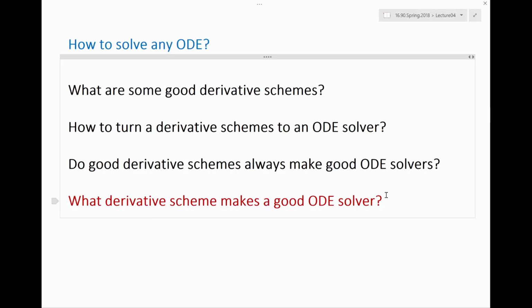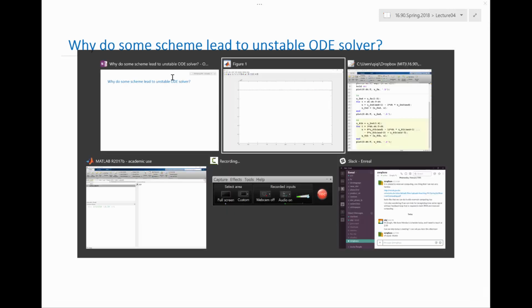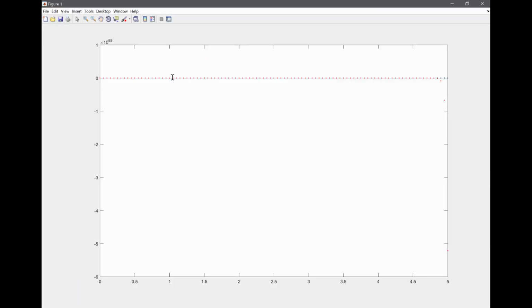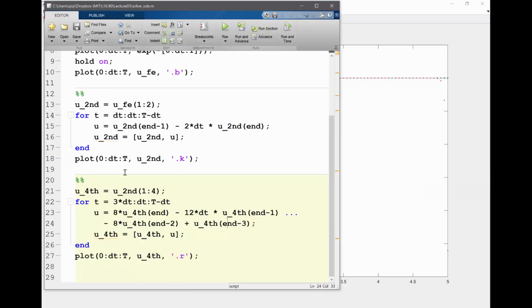So we already know how to use Taylor series analysis to analyze accuracy. This lecture is about how to use eigenvalue analysis to analyze stability. Okay? So first of all, the most acute question we have is why does the red scheme blow up? It's actually pretty easy to analyze why the red scheme blows up by doing this.